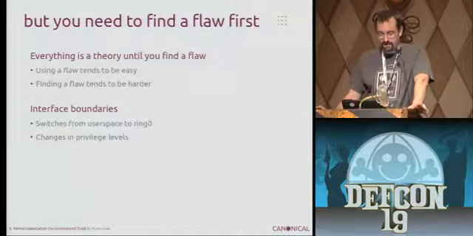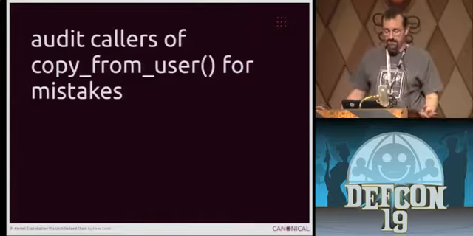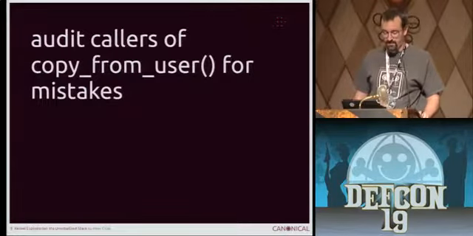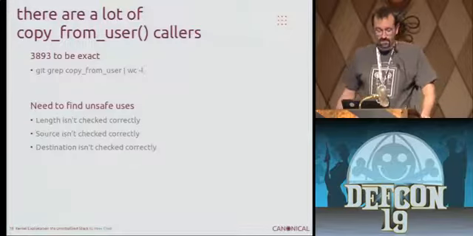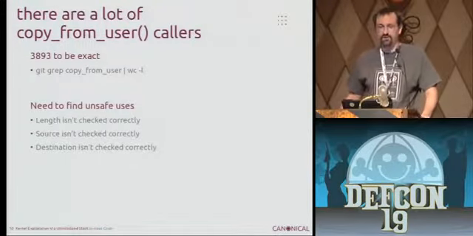So I started looking at interface boundaries, where things make transitions. And I was especially interested in copy_from_user because that's where you're pulling information from user space and putting it somewhere in the kernel. So anything that goes wrong in that is going to be a nice thing. So there are a lot of callers, about 4,000. So it was a bit daunting to just start with that.